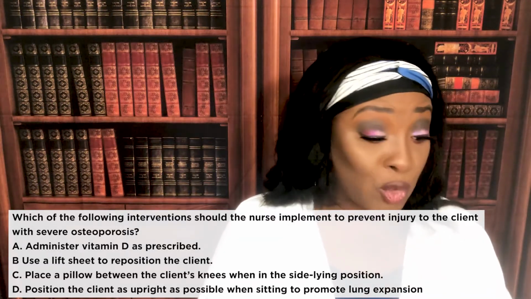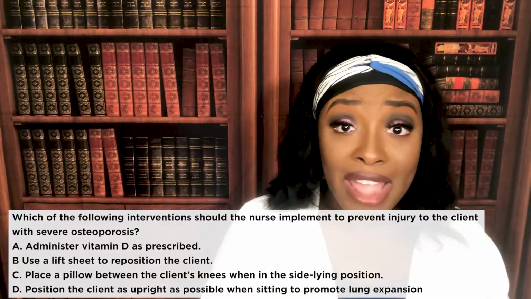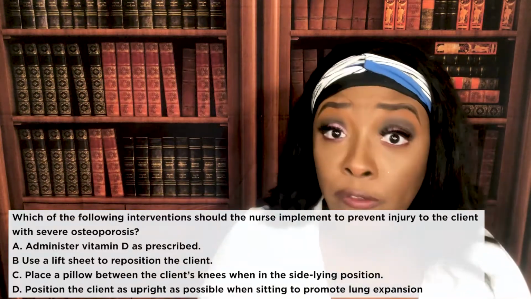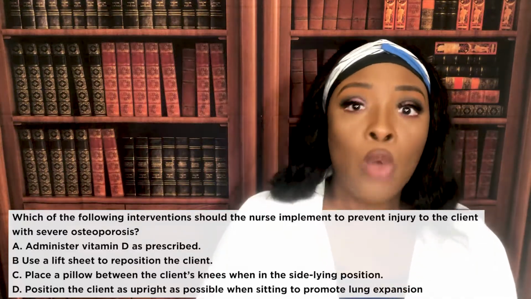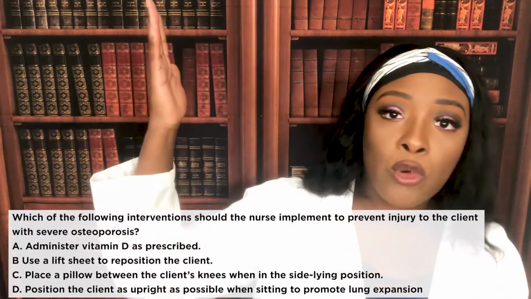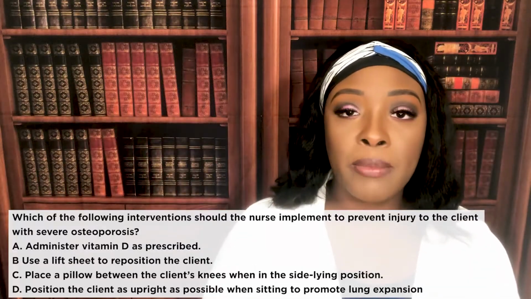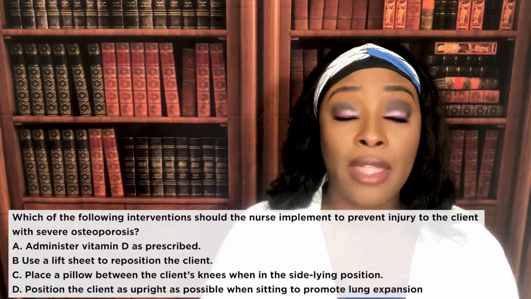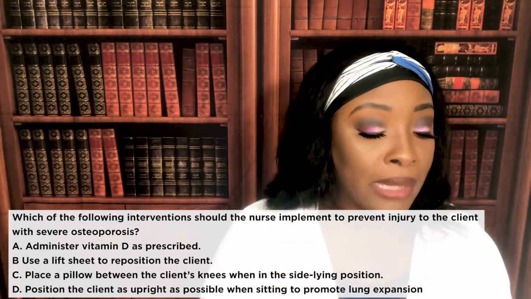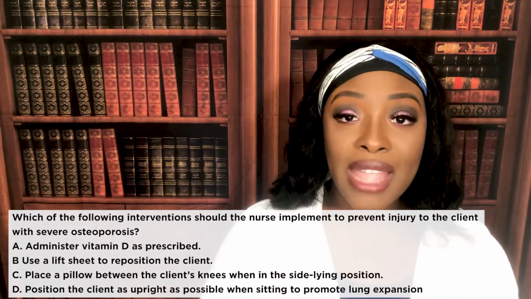Now, look at these other choices. Administering vitamin D as prescribed. That's wonderful. We love vitamin D. Guess what? Calcium cannot be absorbed without vitamin D. What's our primary source of vitamin D? Of course, sun rays. But we can give them supplemental vitamin D. We love that because the calcium is not going to be absorbed without that. That's a great thing. C, placing a pillow between their knees when they're in sideline position.